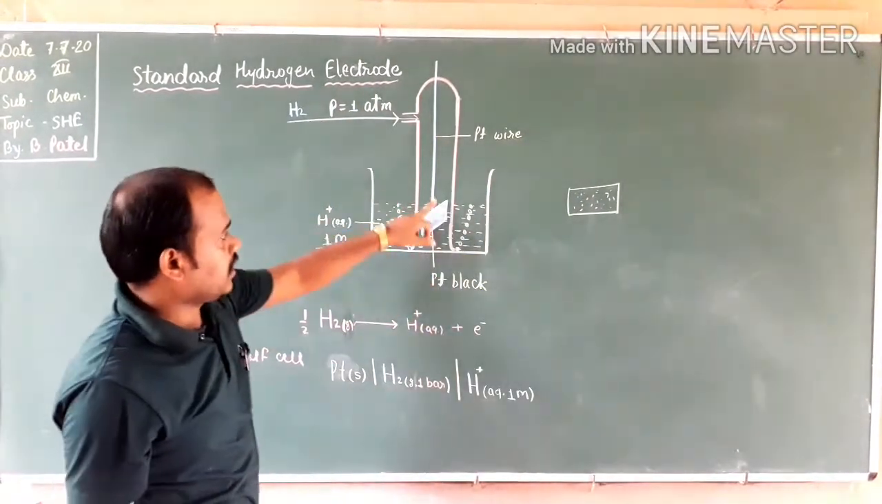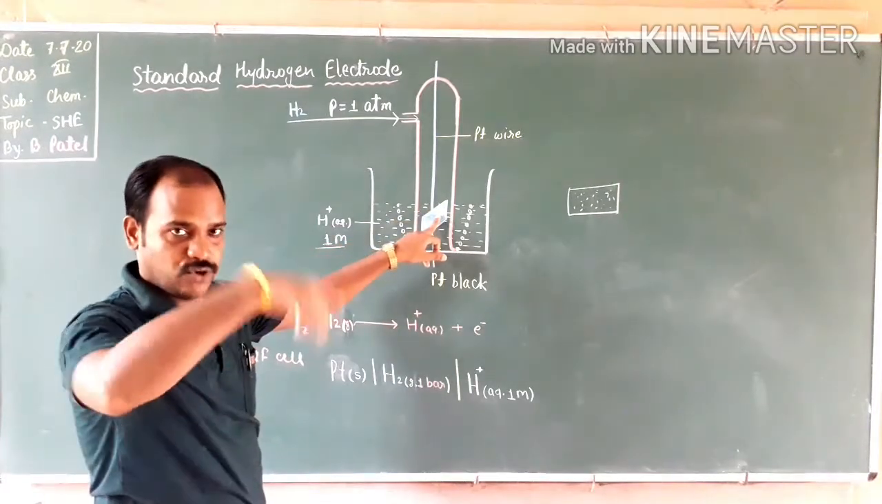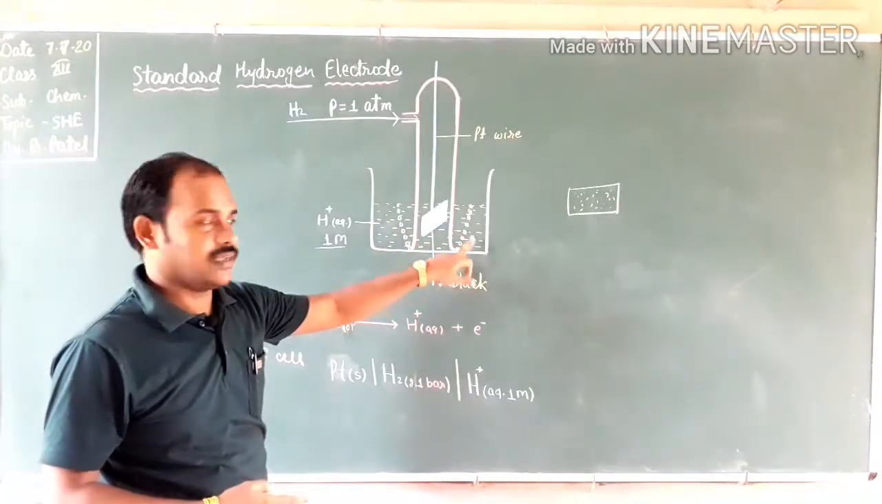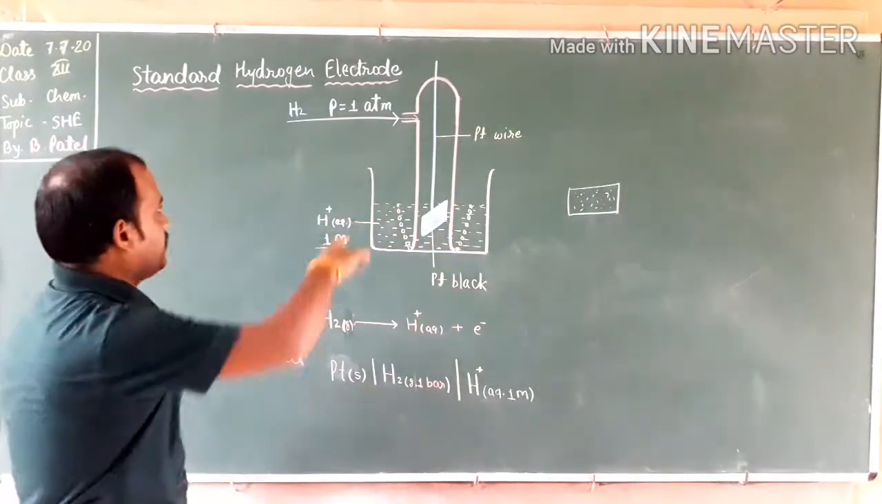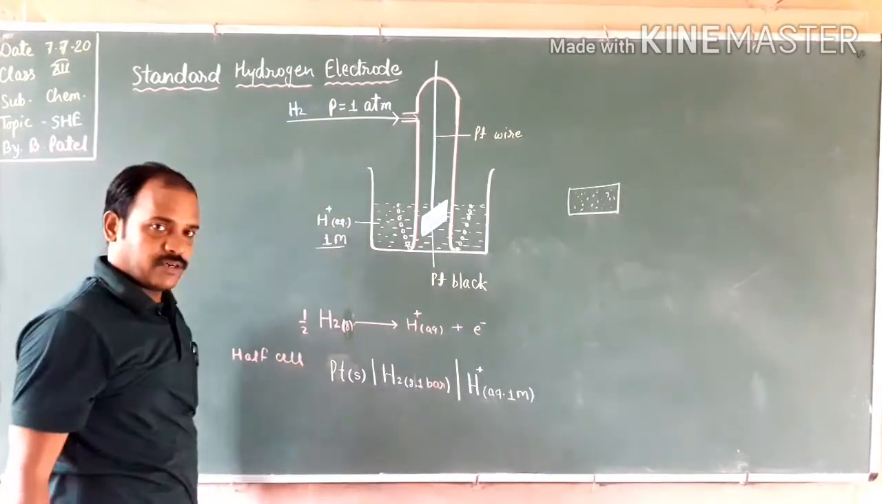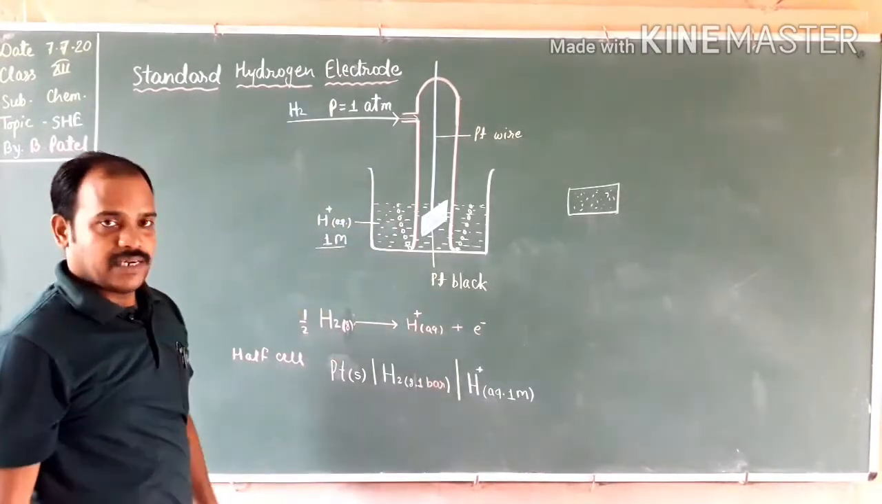Here you can see, this one is the electrode and this one is the solution. So when an element is dipped in its solution, this one is the electrode. And since the conditions are standard, this is the standard hydrogen electrode. Now see its chemical reaction.